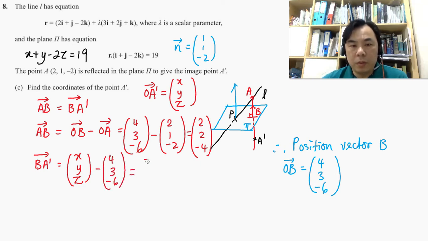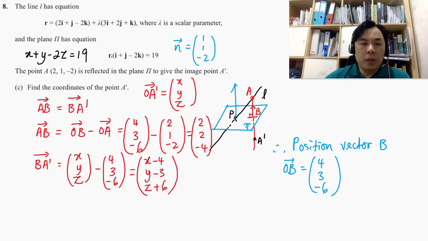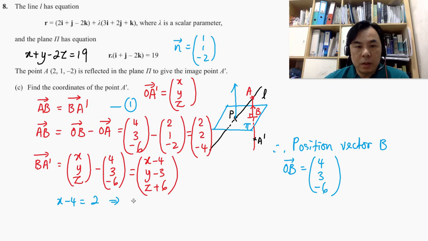Okay, now that will give us this and z plus 6 here. Right. And then knowing that this equation is true, therefore we can solve this. We will know that x minus 4 must be equal to 2. Okay, and then that would mean x is equal to 6. And then next we have y minus 3 is equal to 2 also. Therefore y is equal to 5.